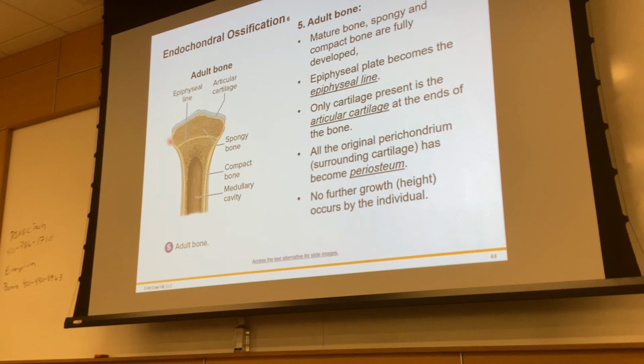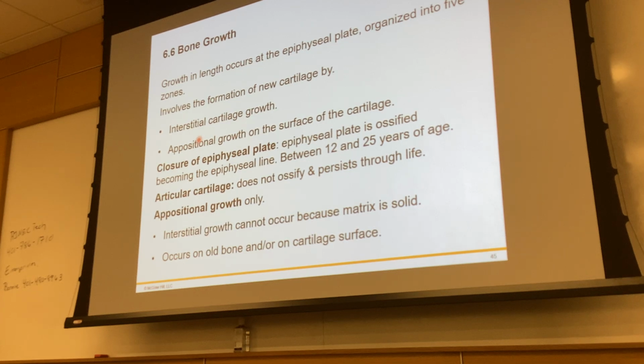Once the epiphyseal plate fully ossifies, it becomes the epiphyseal line, and the individual no longer grows. The closure of the epiphyseal plate happens somewhere between 12 and 25 years old. I'm surprised it's 25. I'm not going to ask you exact dates. So when you're a teenager is when you stop growing.